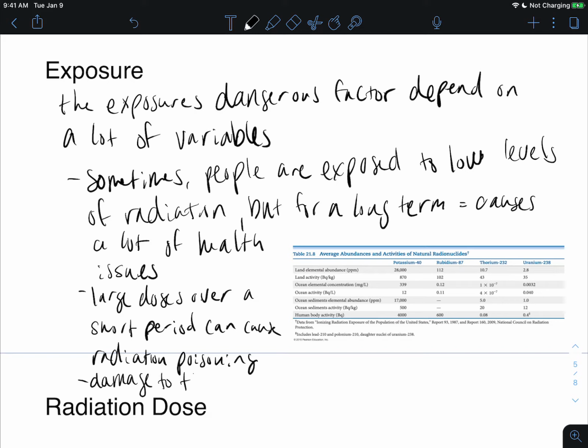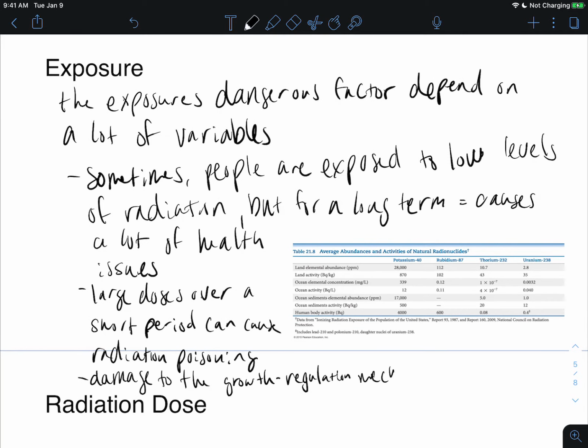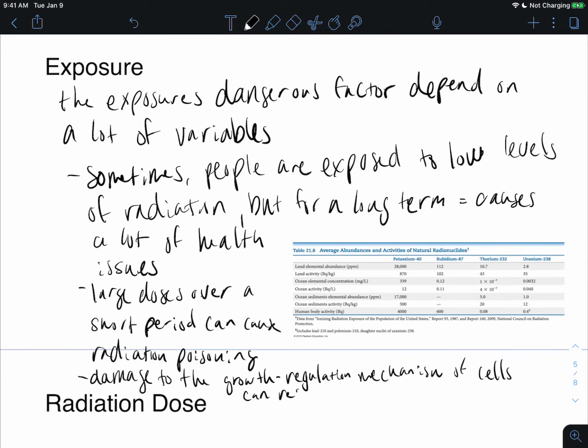So damage to the growth regulation mechanism of cells can result in cancer. So if a cell is allowed to just exponentially grow, that is a cancerous cell. If it's just going to keep growing and multiplying, it can be very cancerous and very dangerous to the body.